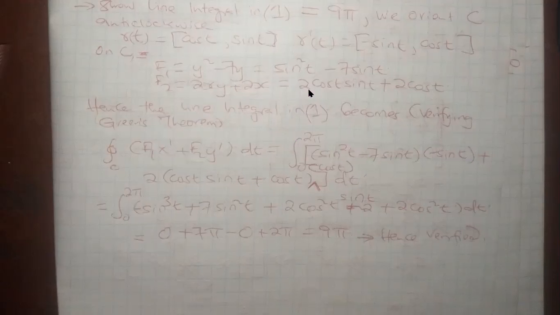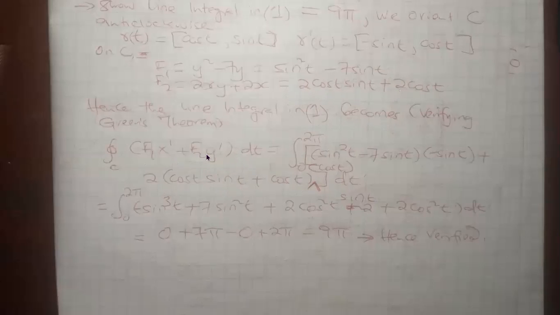Then plus the f2. Our f2 is 2 cos t sine t plus 2 cos t. That is what we did there, and then you can factor out 2 because 2 is common in both cases, because we have 2 cos t sine t plus 2 cos t. So just factor out 2. When you factor out 2, you remain with cos t sine t plus cos t. So that is our f2.